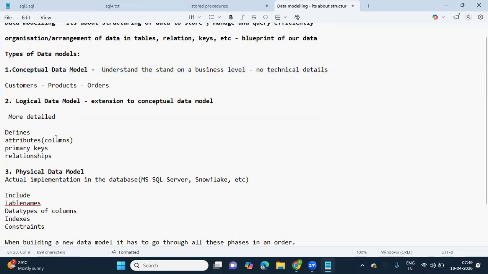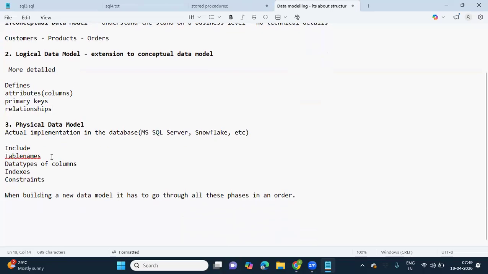First, you have to analyze that data, define what columns are expected, what keys are expected, and what relationships are expected. All of that you have to decide, and then only you can really implement it on the database. Okay. So this is about the modeling.